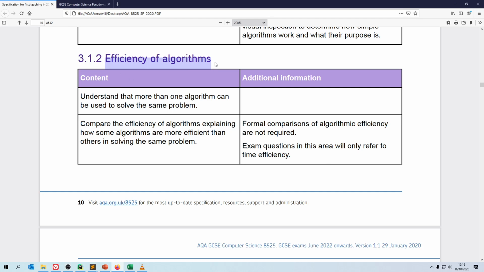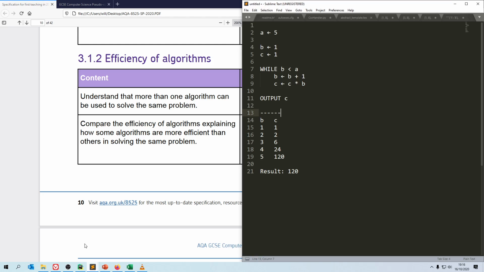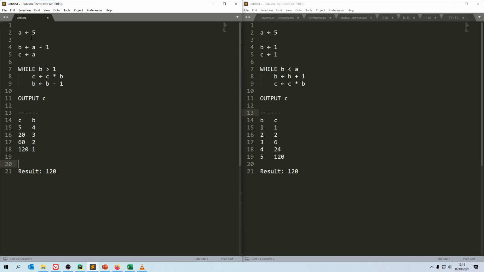So, the efficiency of algorithms. It says, understand that more than one algorithm can be used to solve the same problem. Now, that's fairly straightforward. I've just brought up an example here. Last time, or a few times ago, we had this example of an algorithm to solve a factorial, and we use this little trace table to show that it eventually hits 120.